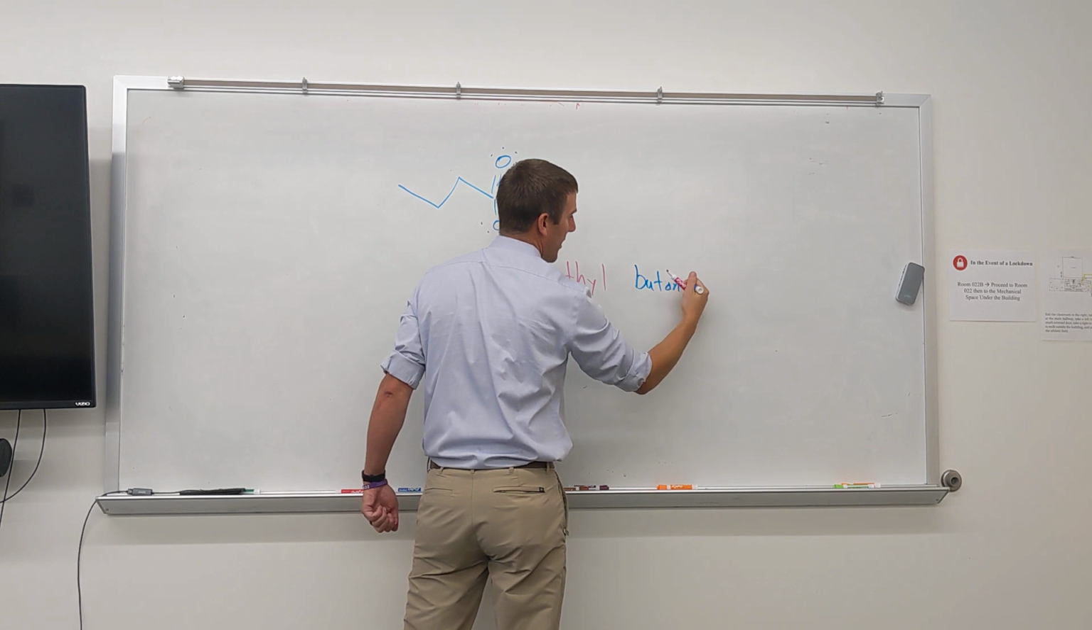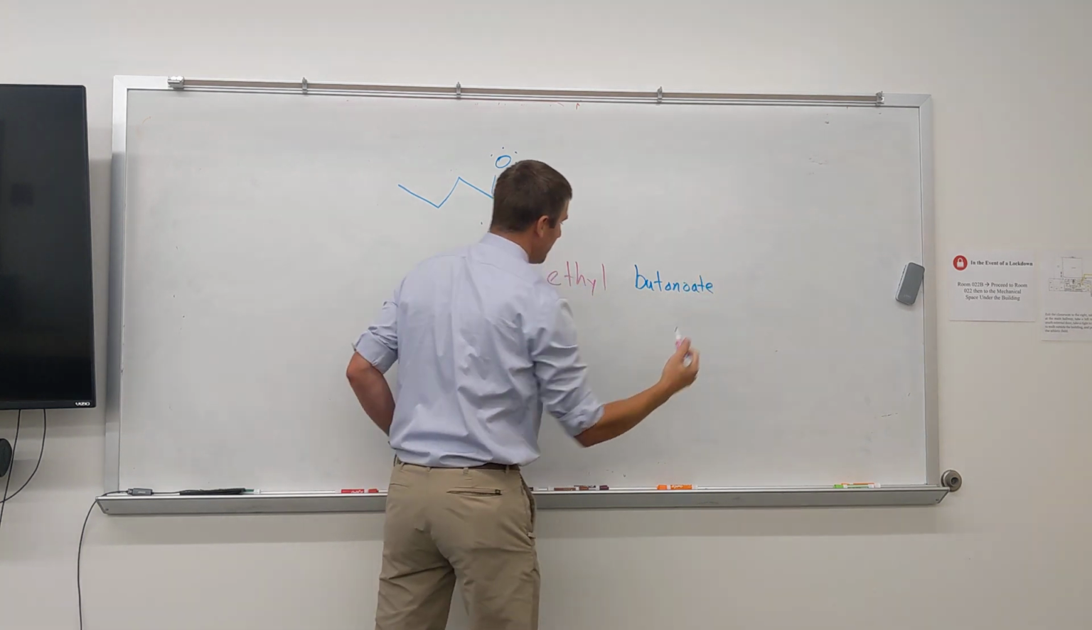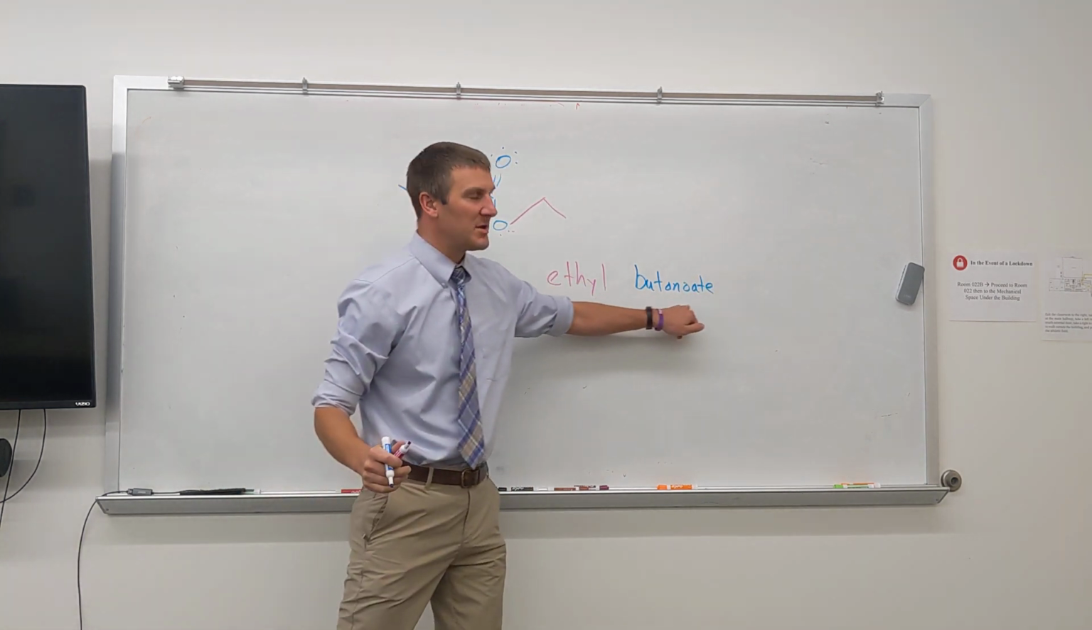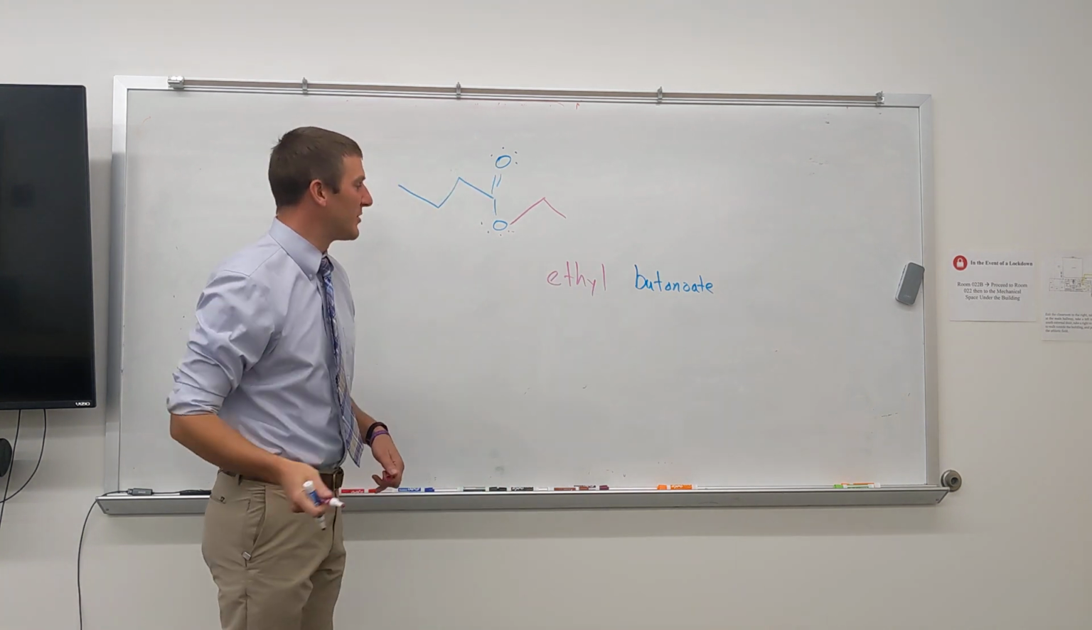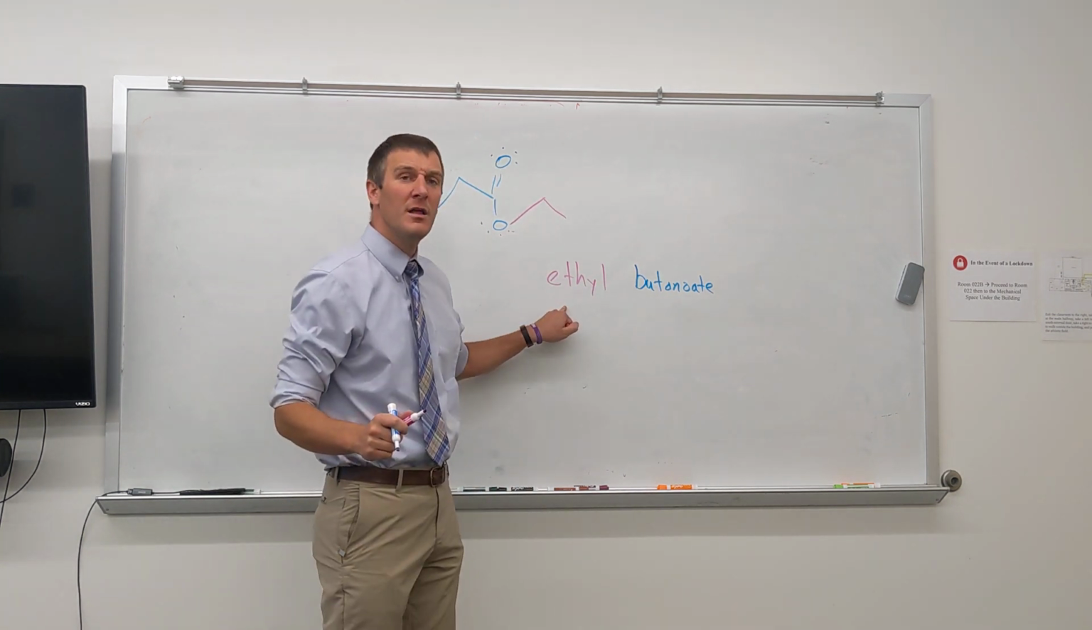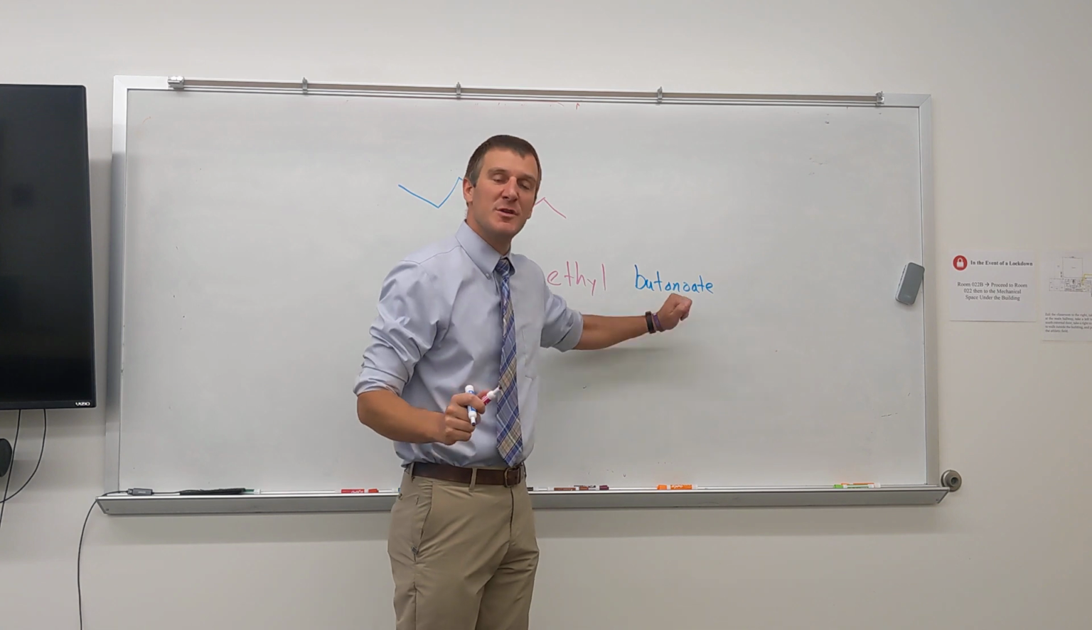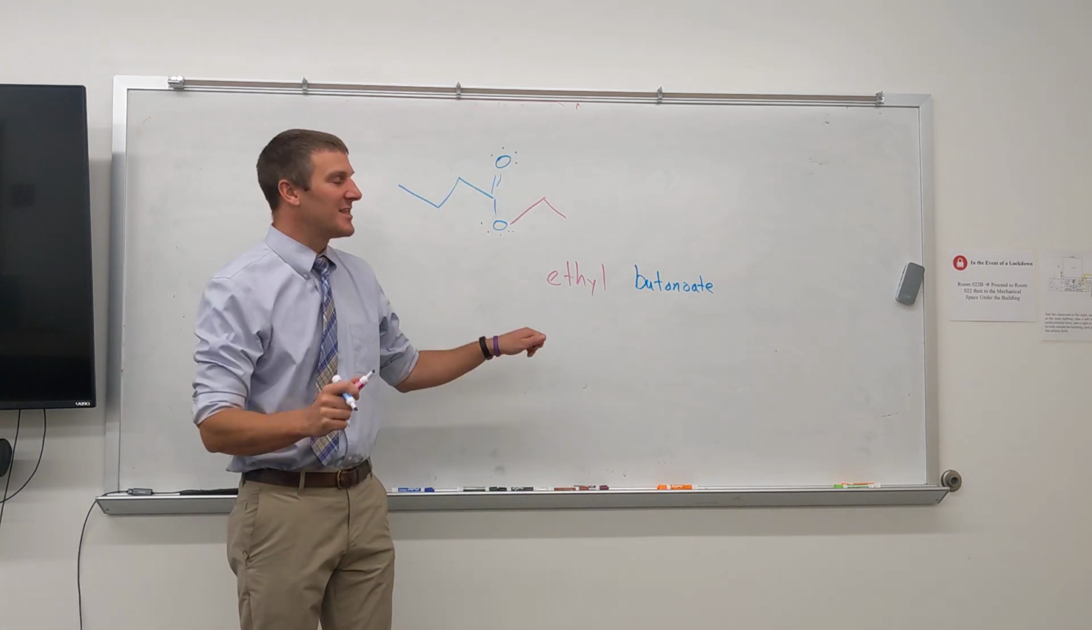Butane. O8. So we have ethyl butanoate. Now what would this be produced from? This would be produced from ethanol and butanoic acid. Butanoic acid would donate a proton to the ethanol.